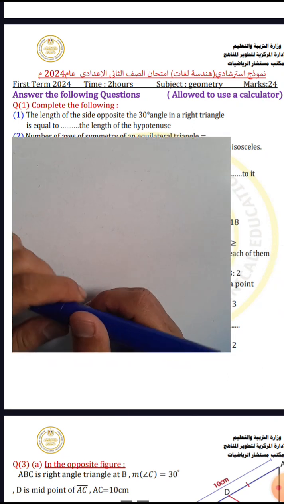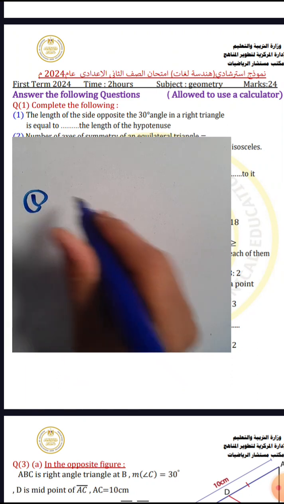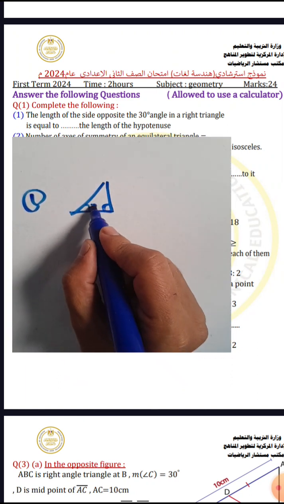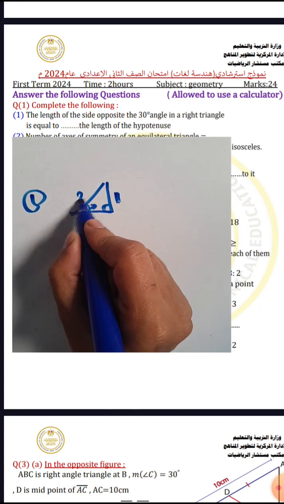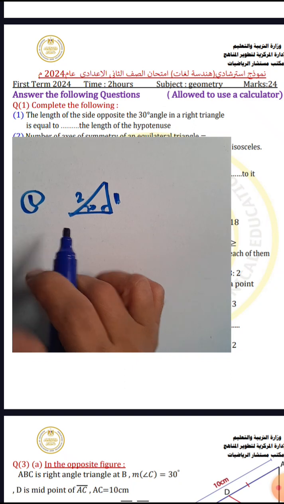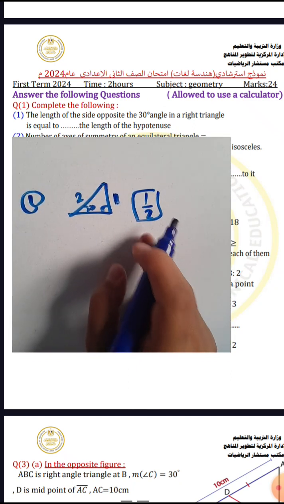The length of the side opposite the 30-degree angle in a right angle triangle is equal to half the length of the hypotenuse. Number one, if we have a right angle triangle and this angle is 30, then the side opposite 30 will be half the hypotenuse. If the hypotenuse is 2 centimeters, then this side will be 1. Then the result for question number 1, we must write half in the space.